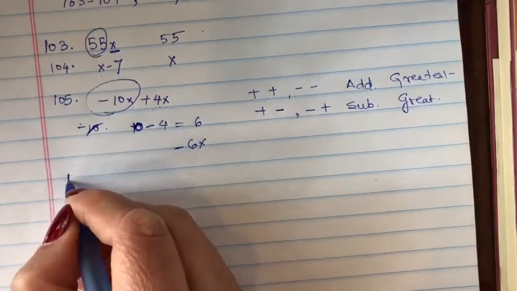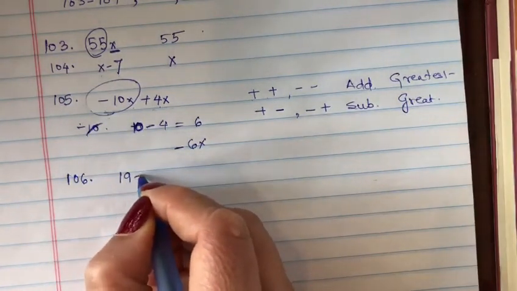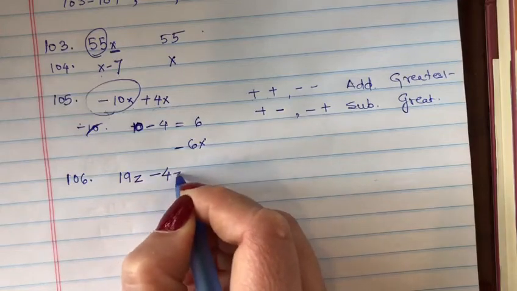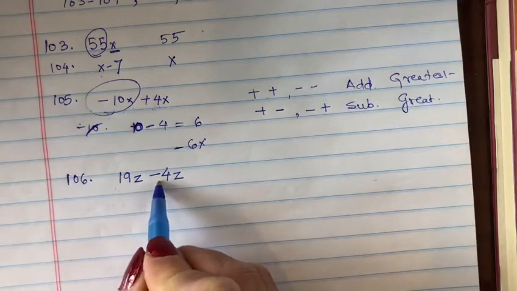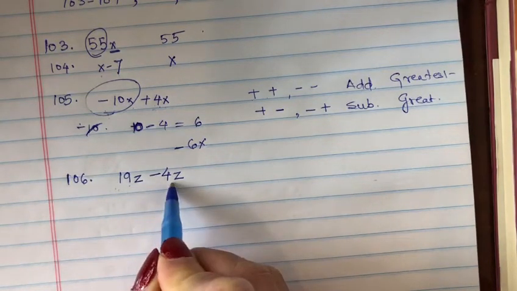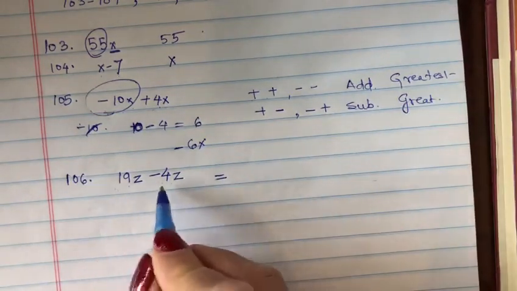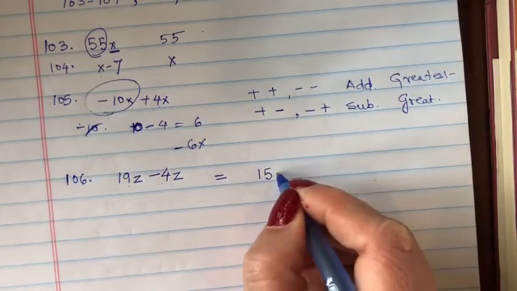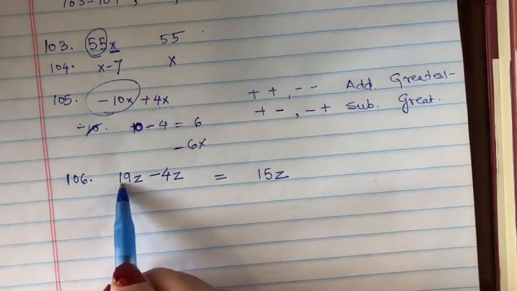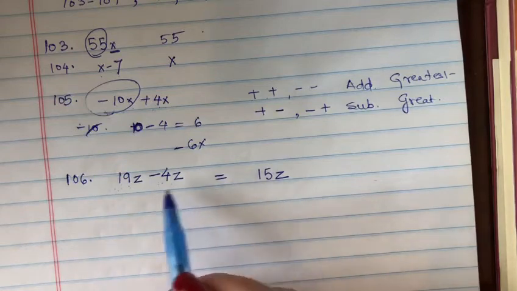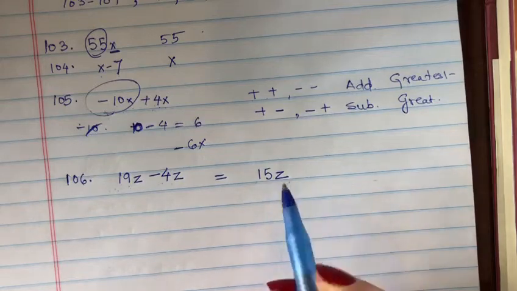The next one is problem number 106. The expression is 19z minus 4z. In this case, again, the numbers have different signs. This is a positive number. This is a negative number. Therefore, again, we would subtract the numbers, which would give us 15z, and we would put the sign of the bigger number. In this case, 19 being the bigger number comes with a positive sign. Therefore, our answer is going to be positive 15z.